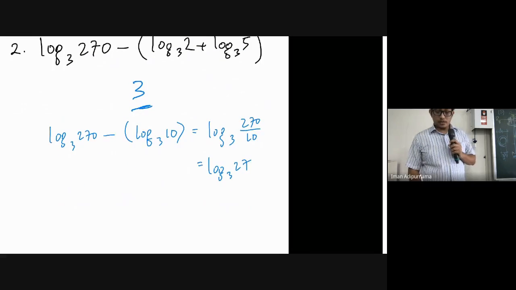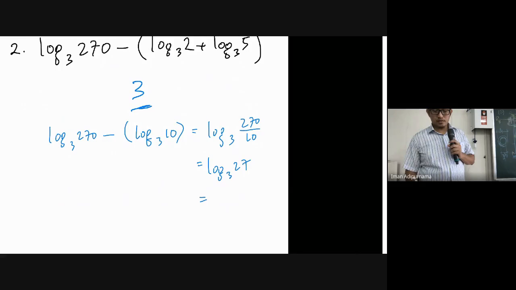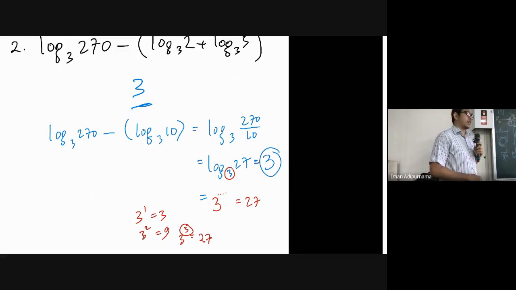So if you see this, you want to know what is the answer from here. So the logic is 3 is our base, right? So write 3. How to make 3 with some power become 27? Let's just multiply 3. 3 to the power of 1 is 3, right? 3 with the power of 2 is 9. 3 with the power of 3 is 27, right? So that's why the answer for this one is 3.